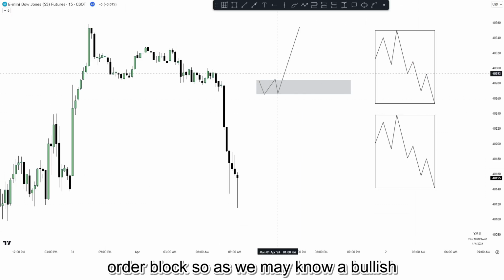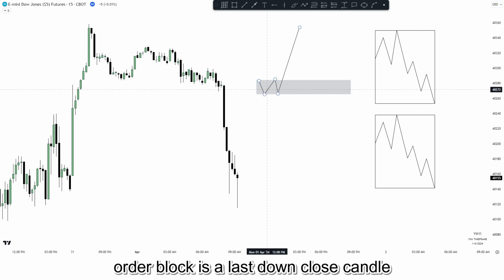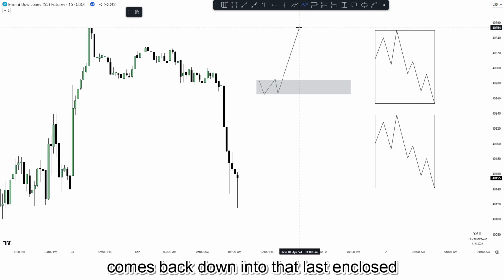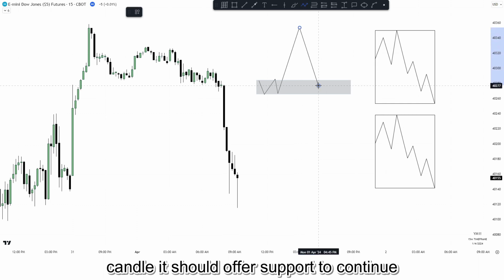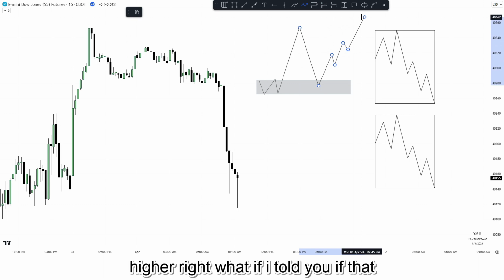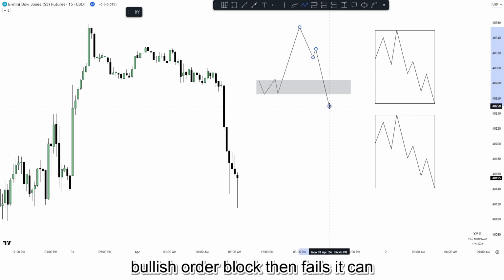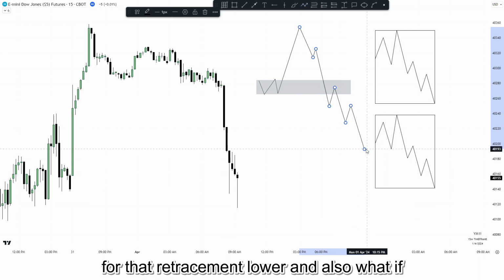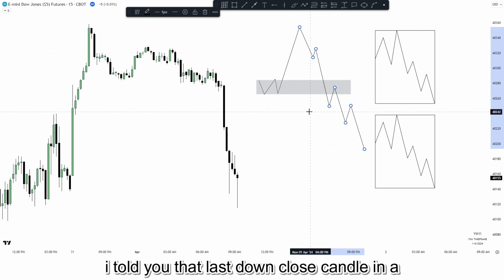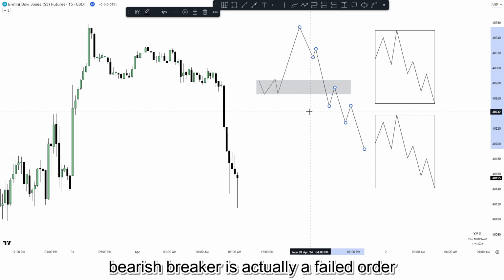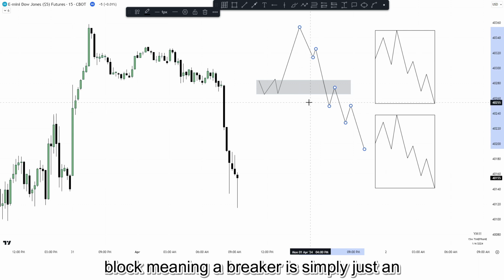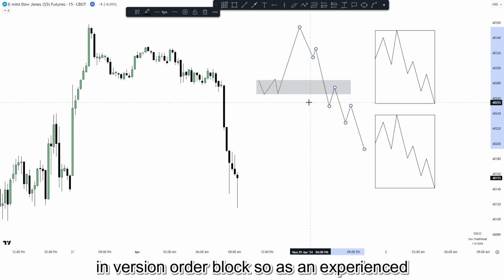As we may know, a bullish order block is a last down close candle before a strong push higher. And as price comes back down into that last down close candle, it should offer support to continue higher, right? What if I told you if that bullish order block then fails, it can actually act as an inversion for that retracement lower? And also, what if I told you that last down close candle in a bearish breaker is actually a failed order block, meaning a breaker is simply just an inversion order block?